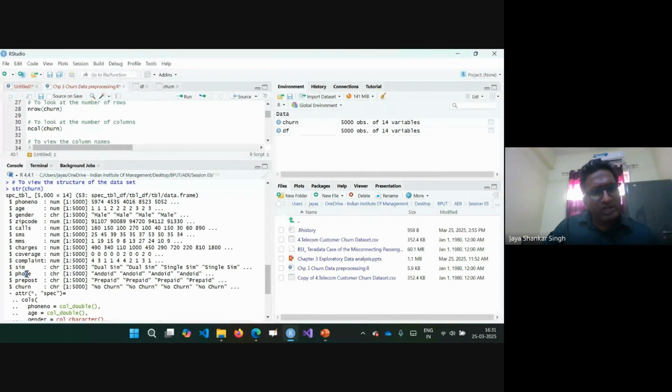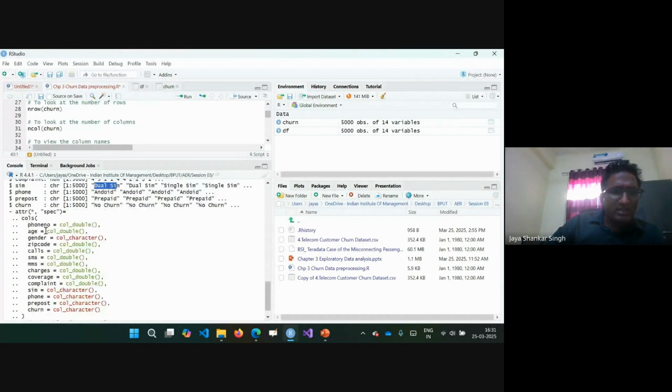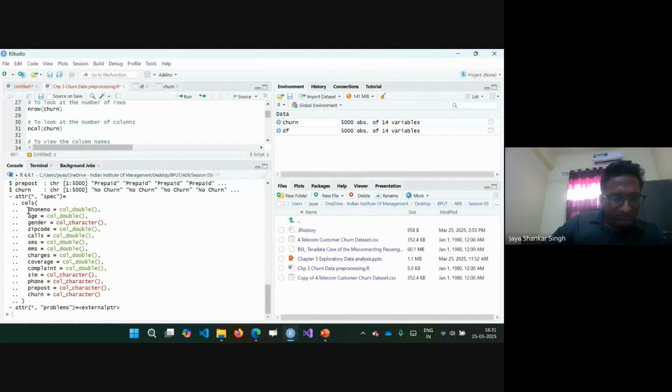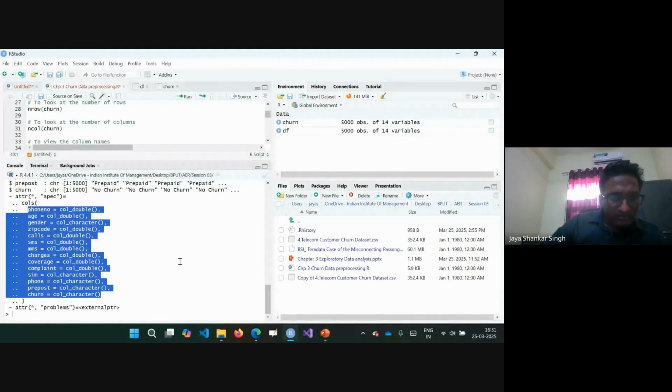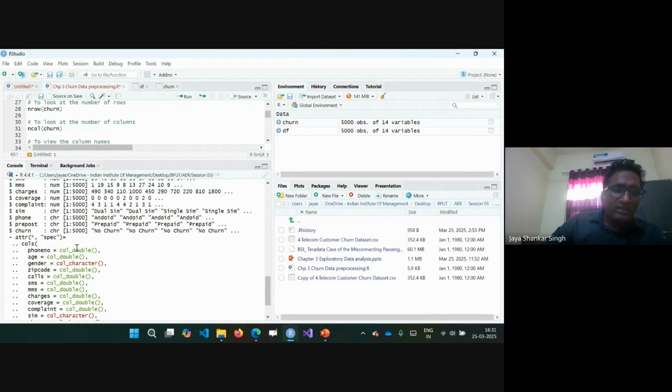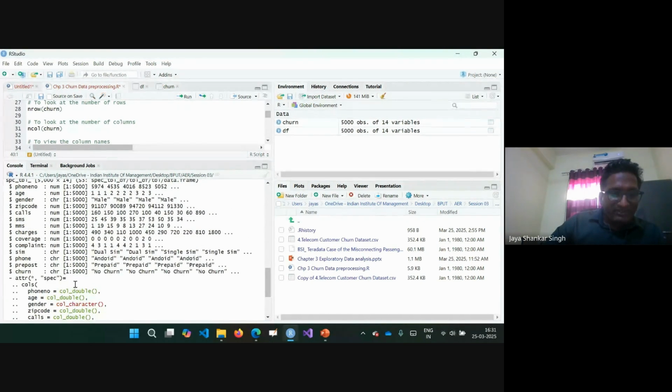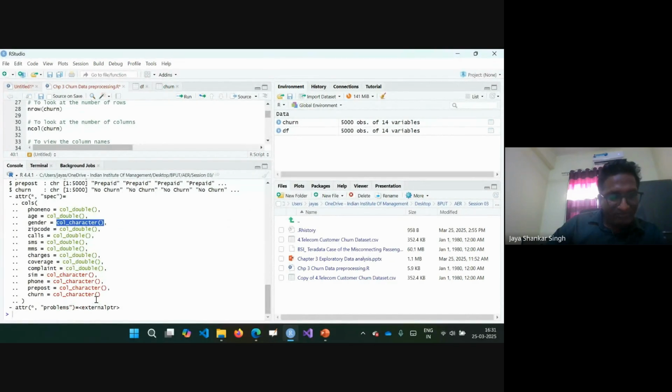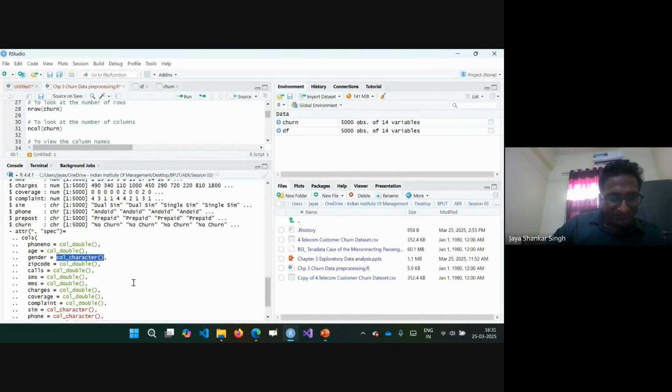What is there in phone? Okay, fine, they are talking about Android or iPhone. Okay, dual SIM, they are talking about dual SIM. So you will get a fair idea with the structure. Now this one is interesting. Okay. So what is happening? Phone number is double, age is double, gender is character. Any idea what they are written here? Anyone?